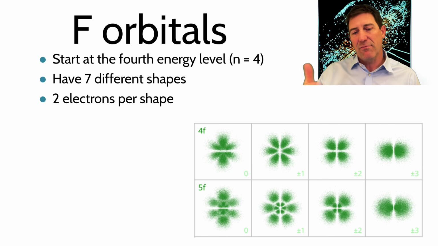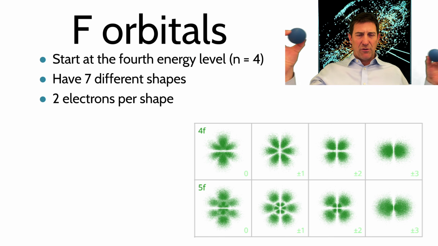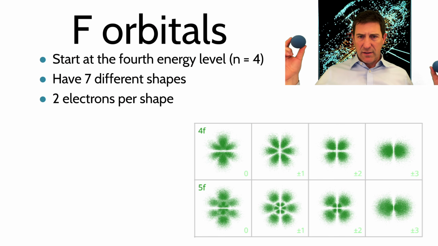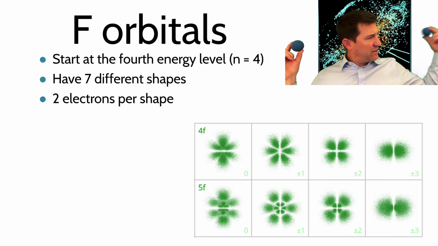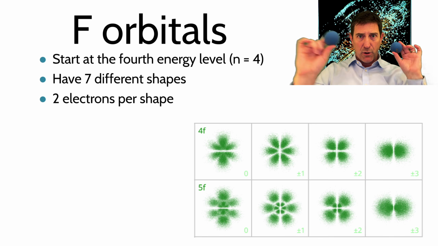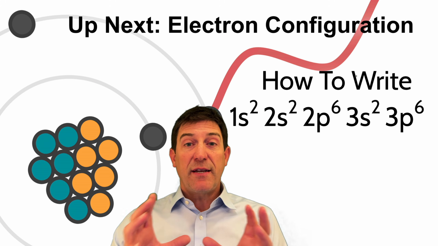We're finding out, each one of them can hold 2 electrons per shape. Really, that's because electrons don't like each other, so they'll try to stay as far away from each other as possible. If I have an electron over here on this side of my head, then the other one would just try to stay opposed to that. If I had one here, there'd be another one opposed to that. It can hold 14 electrons total. It gets its name from the term fundamental. So those are the different orbitals.